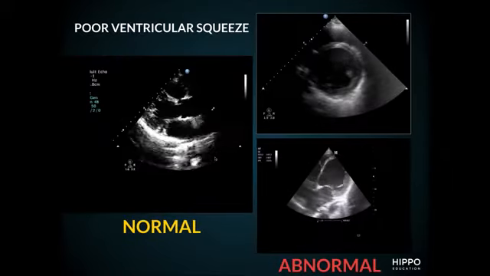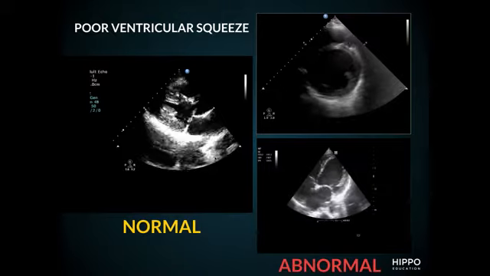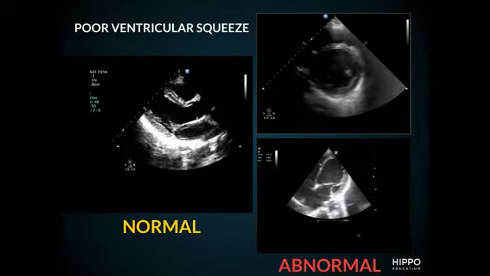Cool. So our last abnormal on the cardiac ultrasound, when we're talking about basic cardiac ultrasonography, is going to be the poor ventricular squeeze.